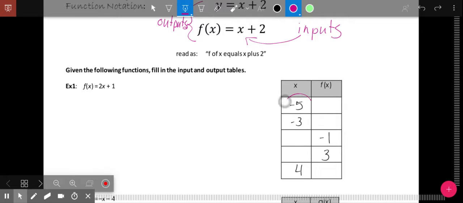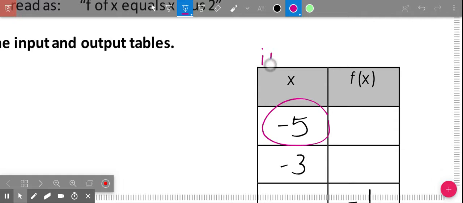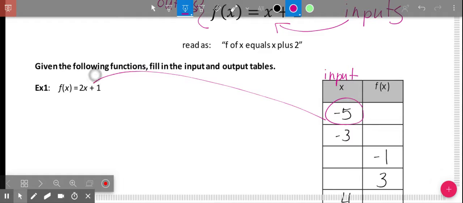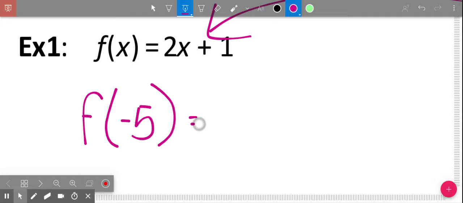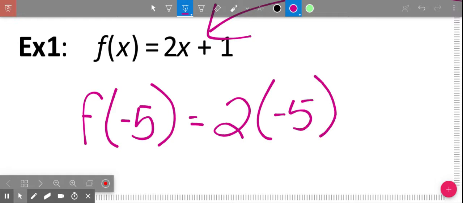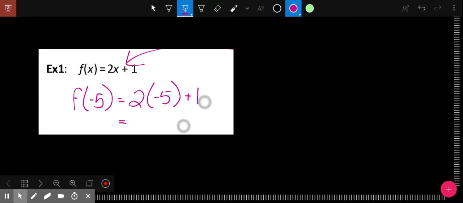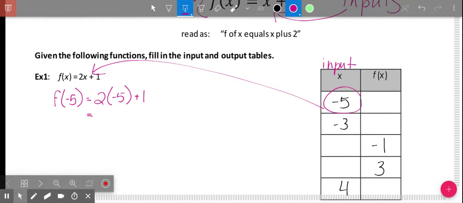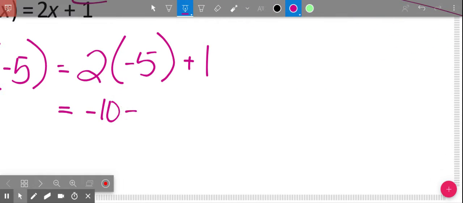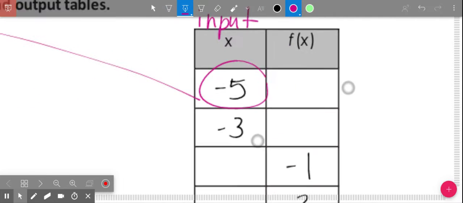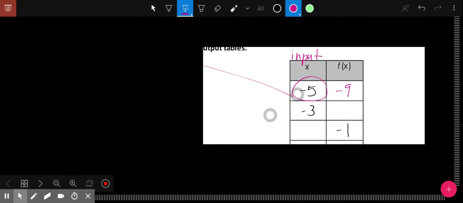Okay, so if I have this first one, remember this side is our inputs. So I have an input of -5, so I'm going to put that into my function. So I'll have f of -5 equals 2 times -5 plus 1. Okay, so then we just have to simplify. You can put this in your calculator. Just make sure you're using your parentheses. So 2 times -5 is going to give me -10 plus 1, and -10 plus 1 gives me -9. So you should get a -9 for this output.